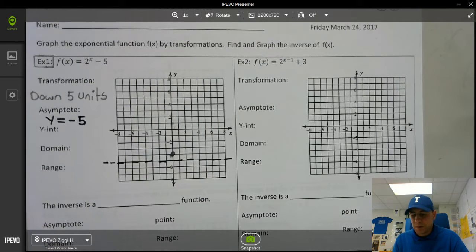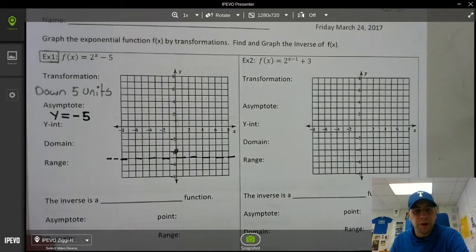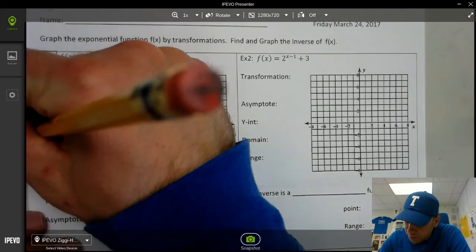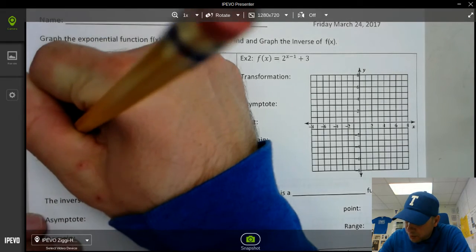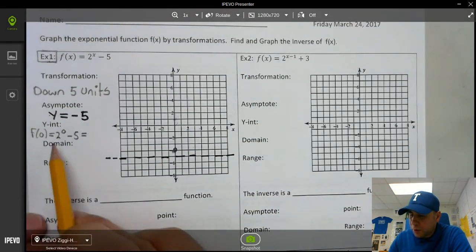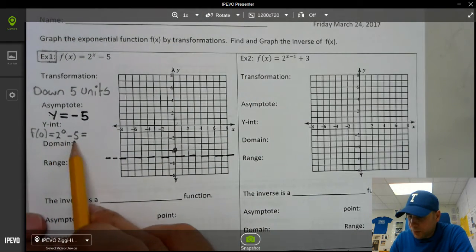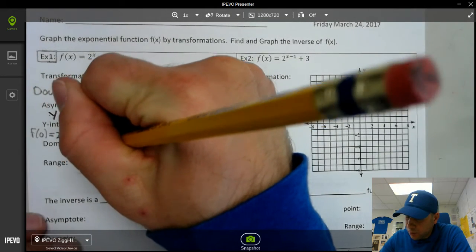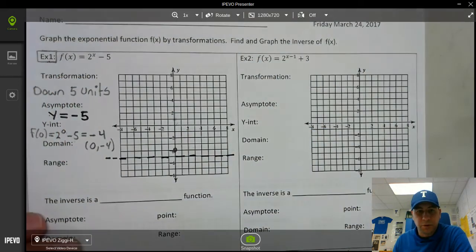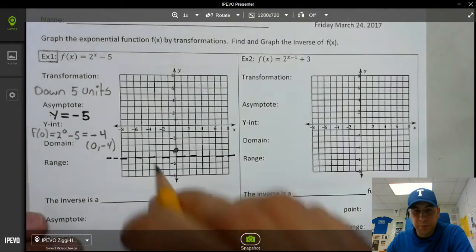Now, to find our y-intercept, we know that x is 0, so that's f of 0 equals 2 to the 0 power minus 5. Well, we know anything raised to 0 power is 1, so 1 minus 5 is negative 4. So our y-intercept is 0, negative 4. So let's go ahead and graph 0, negative 4.